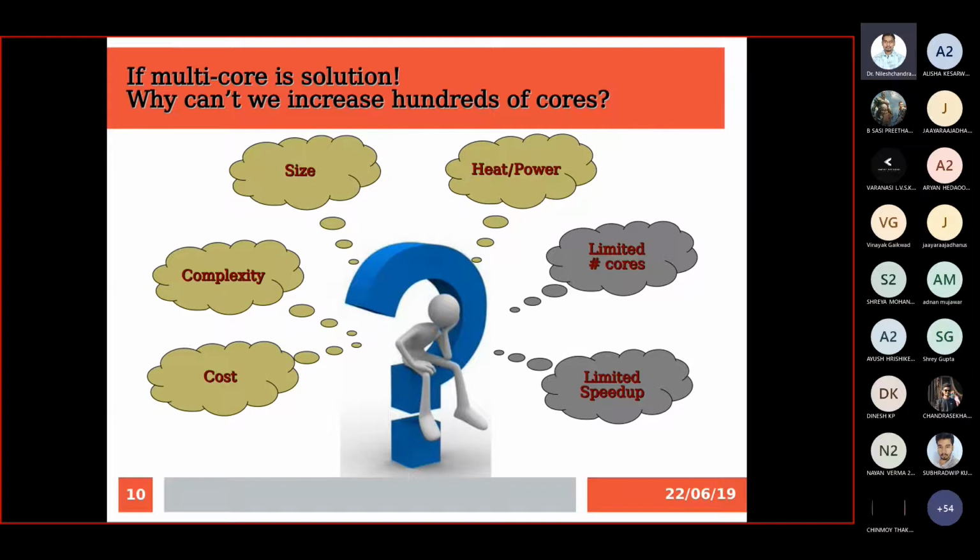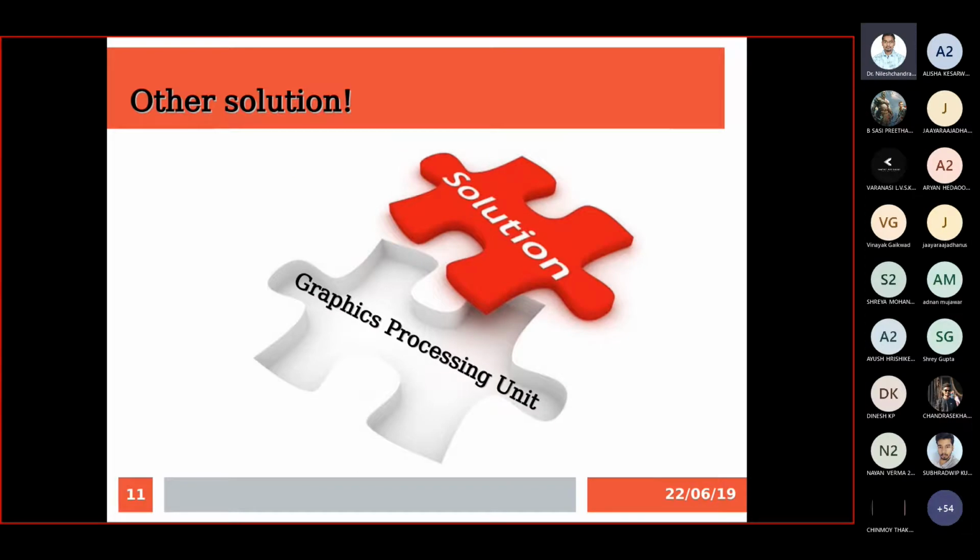Now the question is, this was our second scenario. Next, what is the better solution to have? Here the solution is the graphics processing unit. Again, if you see, the word is processor, so again it is a processor.